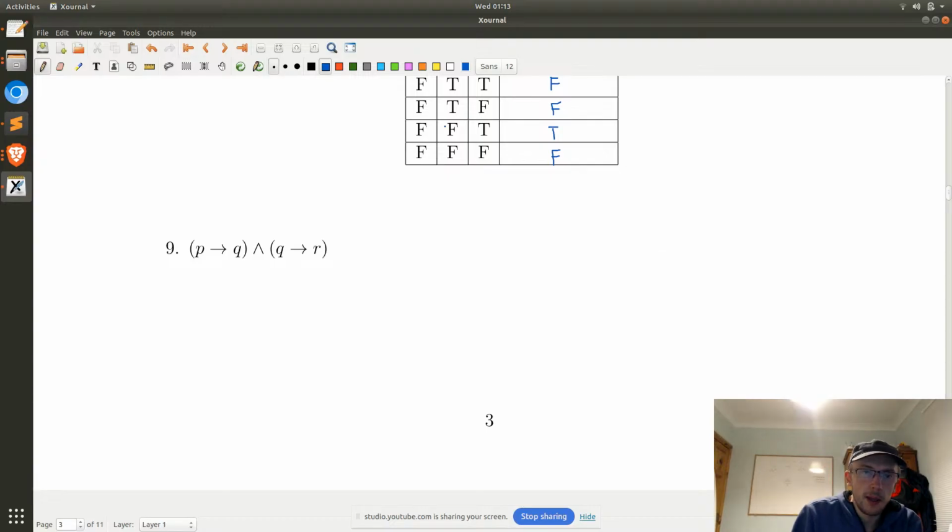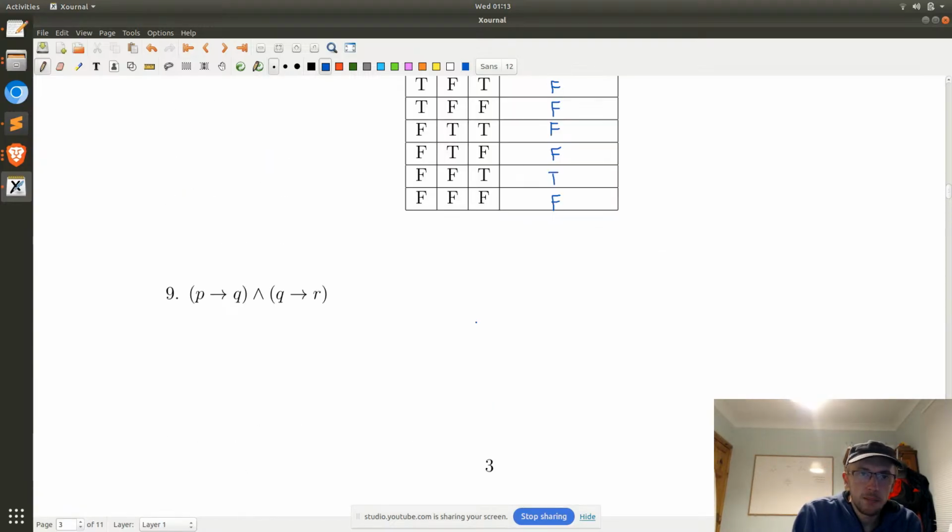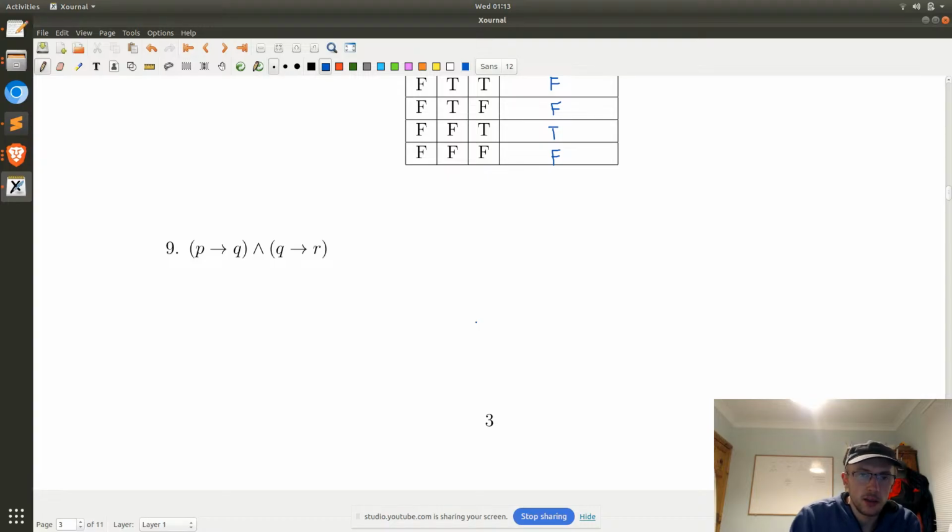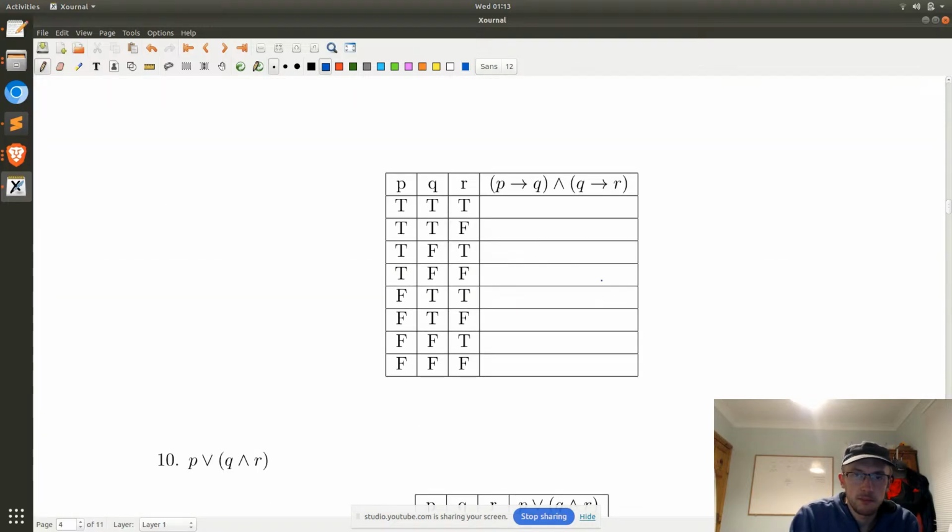P implies Q. P implies Q and Q implies R. True. False. Just one of them has to be false. That's all. But if they're both true, then it's true.